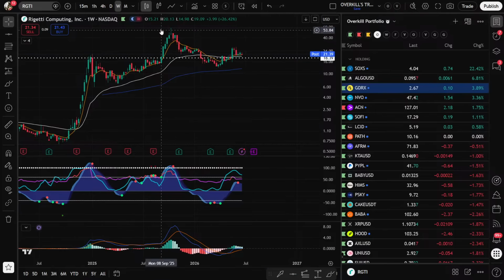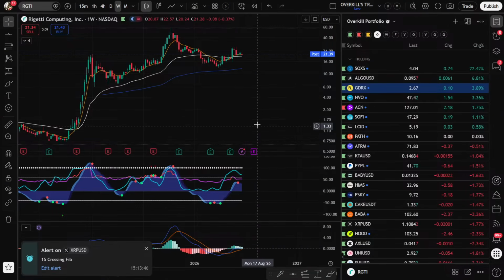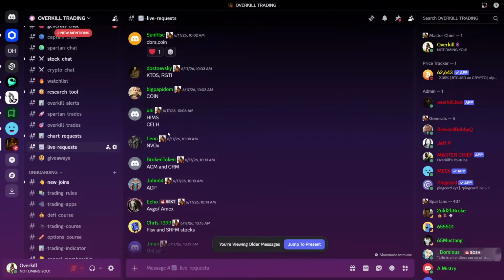I'd use a stop loss on this one at 18 bucks. $18 on the stop loss for RGTI. Again, anytime we get a red dot on the weekly, we need to protect our capital with stop losses. Okay, stop loss right there at the previous low, which was 2 weeks ago at $18. Looks good.